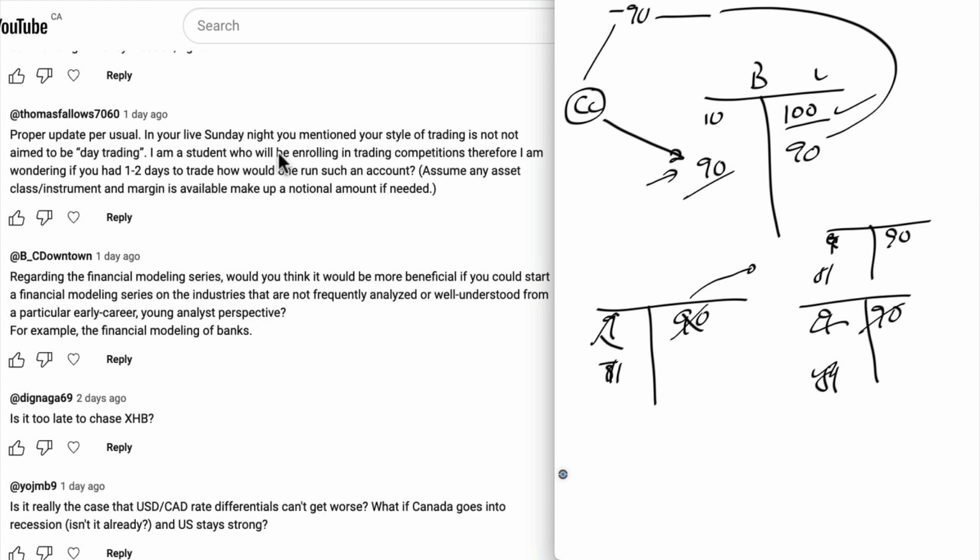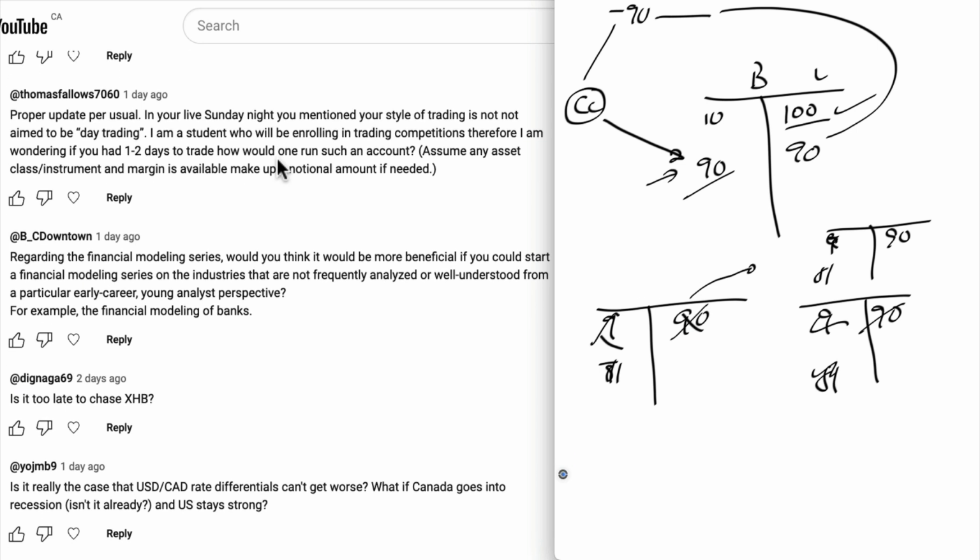Sunday night, you mentioned your style of trading is not aimed to be day trading. Nope. I'm a student who will be enrolling in trading competitions. Therefore, I'm wondering if you had a 1 to 2 day trade, how would one run such an account? Whenever you have these trading competitions where it's over 1 or 2 days, it tends to be primarily day trading and luck, a lot of luck.